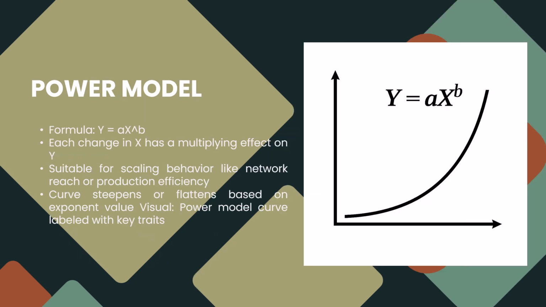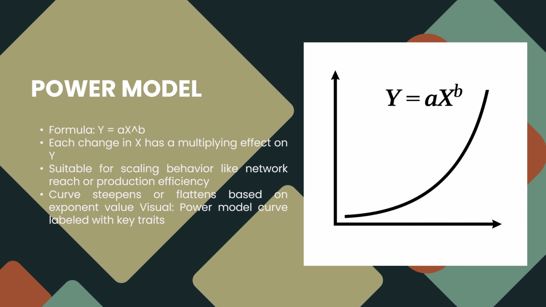The next is power model. The power model is useful when each unit increase in the input has a multiplying effect on the output. It is suitable for scaling behavior like network reach or product efficiency. The shape of the curve depends on the exponent. It can either steepen or flatten, giving us a flexibility in matching different behaviors.